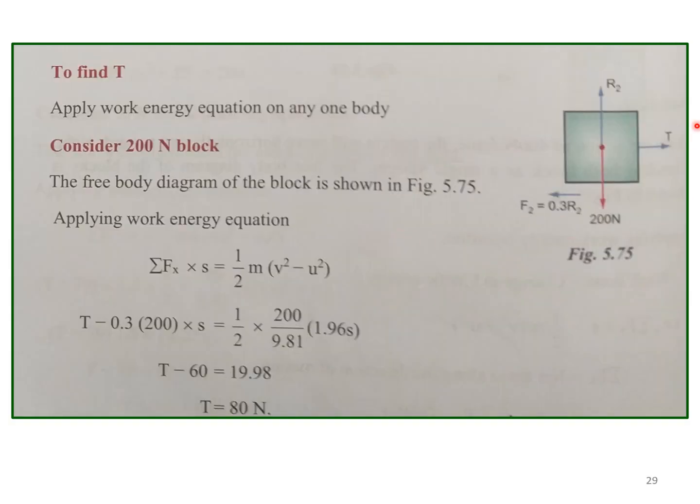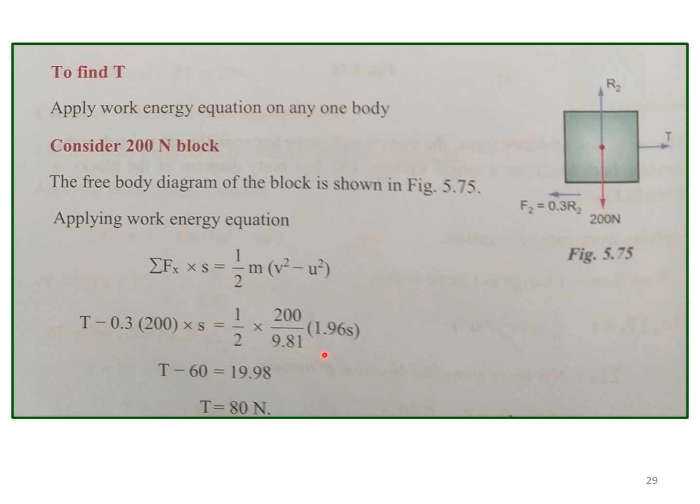Now in order to find the tension in the string, you have to apply the work energy equation on any one body. Now I have considered this 200 Newton block. So this is the free body diagram. From this block, I am going to apply the work energy equation. So you have to find again the net force in the direction of the motion. This is the direction of the motion, therefore the net force is T minus 0.3 R2.